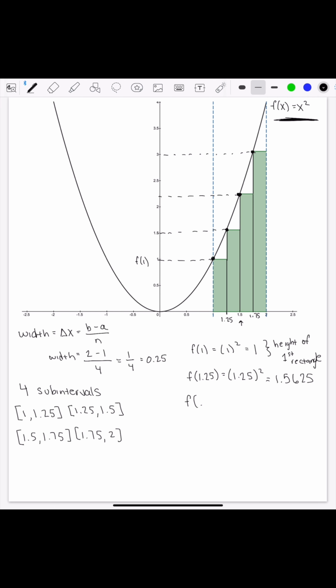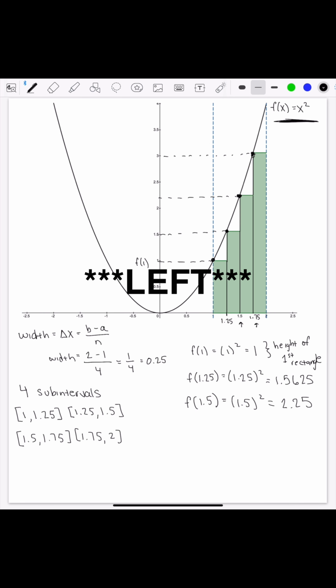So then it's f of 1.5. Let's do 1.5 times 1.5, so that becomes 2.25. And then last but not least is the right endpoint, corresponding to 1.75. So 1.75 squared, let's see what that is. We can see it's around 3, and yes, that is equal to 3.